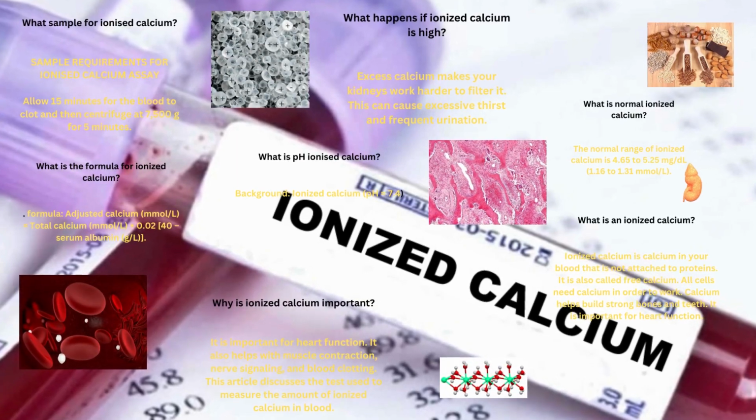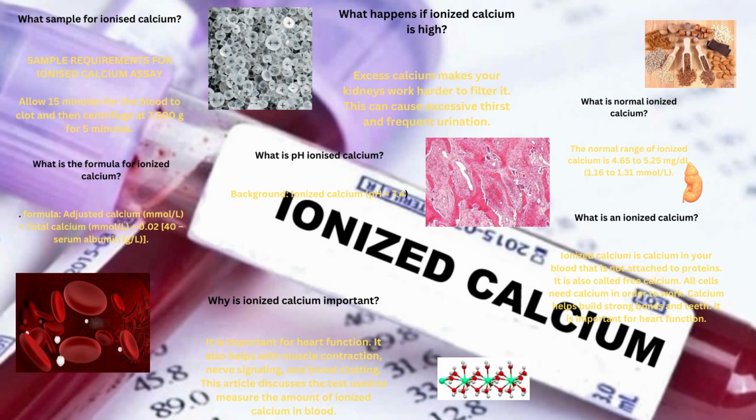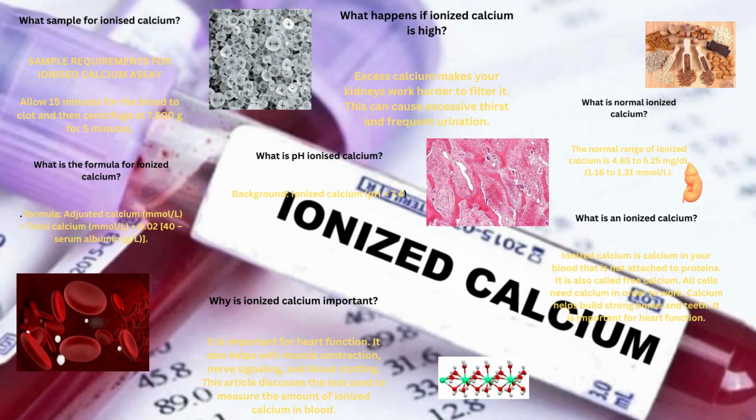What is an ionized calcium? Ionized calcium is calcium in your blood that is not attached to proteins. It is also called free calcium. All cells need calcium in order to work. Calcium helps build strong bone and teeth. It is important for heart function.